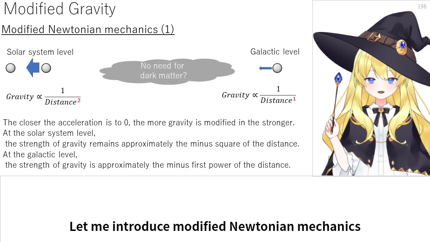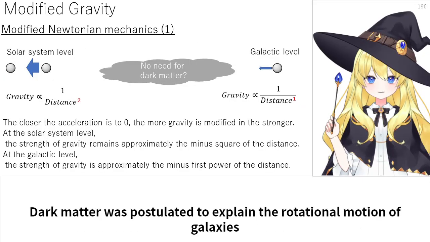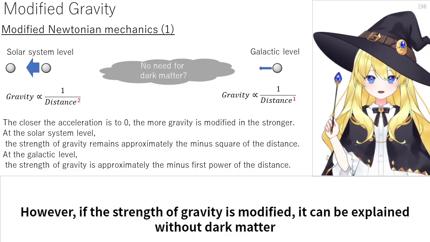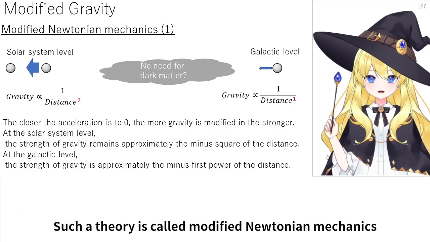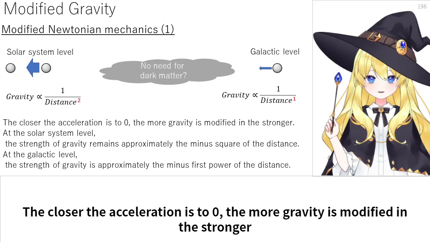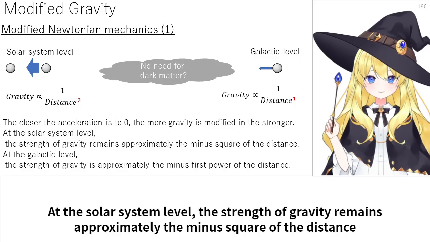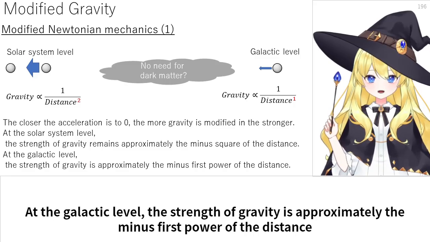Let me introduce modified Newtonian mechanics. Dark matter was postulated to explain the rotational motion of galaxies. However, if the strength of gravity is modified, it can be explained without dark matter. Such a theory is called modified Newtonian mechanics. The closer the acceleration is to zero, the more gravity is modified and the stronger it becomes. At the solar system level, the strength of gravity remains approximately the inverse square of the distance. At the galactic level, the strength of gravity is approximately the inverse first power of the distance.